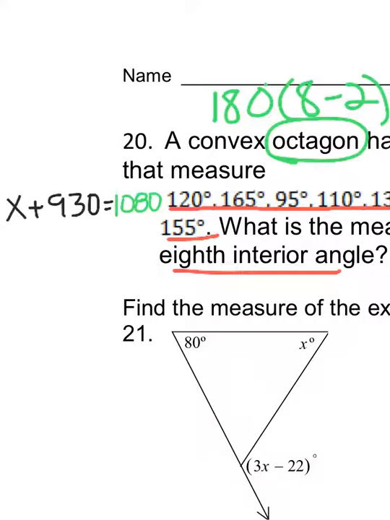So I set up an equation, x plus 930 equals 1080 from the work above. Once we subtract 930 from both sides, we find out that x is equal to 150. And that's the missing 8th angle, 150 degrees.